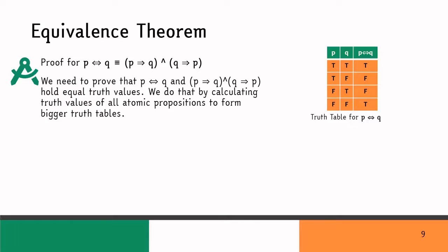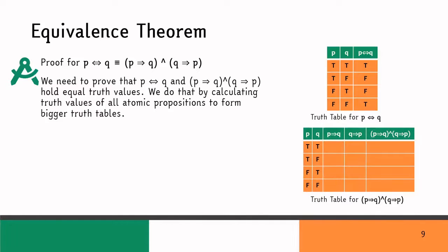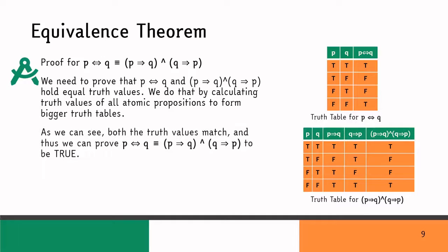We can form the second table by extending the truth table for implication. We calculate the truth values of P implies Q and Q implies P, and then we apply the AND operator on the two implication columns. It is quite clear that both the tables match. This means P equivalence Q is equal to P implies Q and Q implies P, representing the if and only if function. That's it for today.